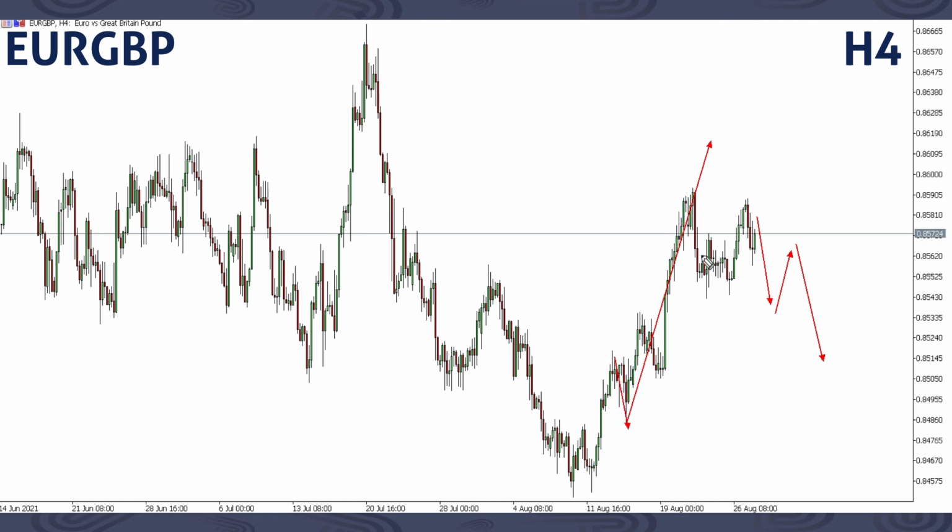What you can expect from here is for price to complete this corrective structure, and then start pushing up, breaking these previous highs. That is what we can expect on Euro GBP. We can expect price to move higher like this, all the way up, breaking these previous highs, up to around this level here.